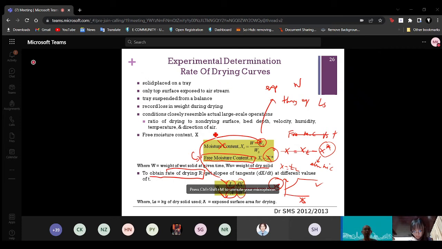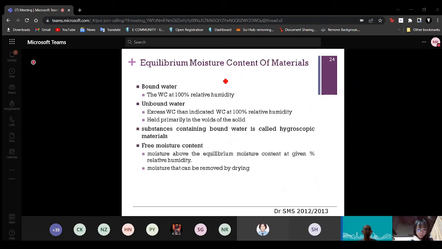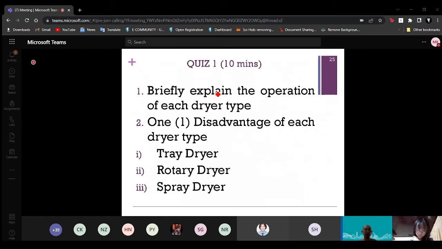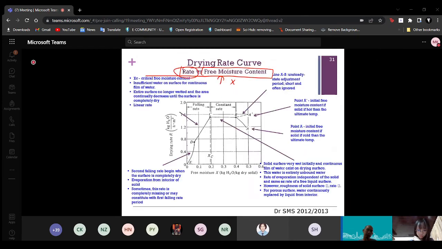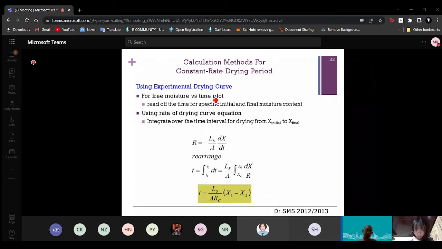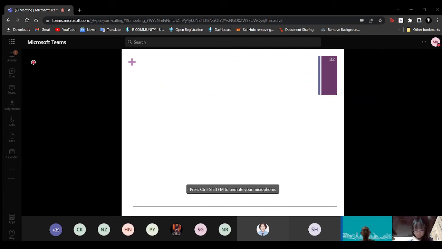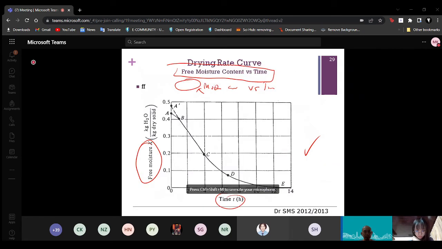Is there any LS value? You look back in the textbook, experimental determination of rate of drying curve. In there, I think it gives the dry solid weight. But in this slide, it's not given. They're not providing any value here in this slide.